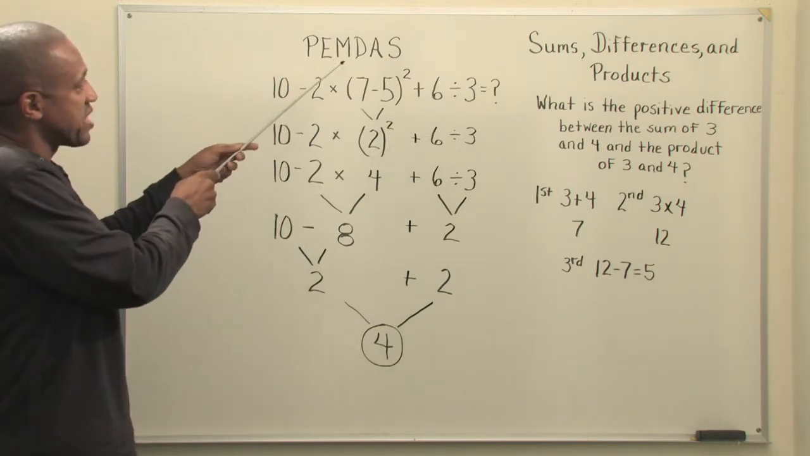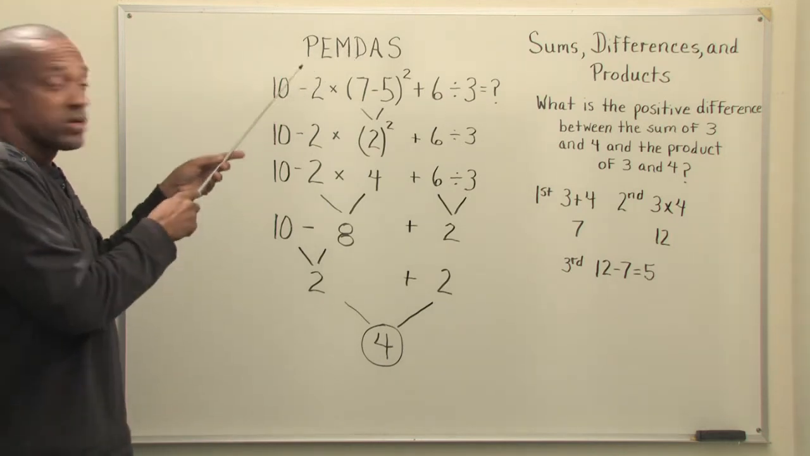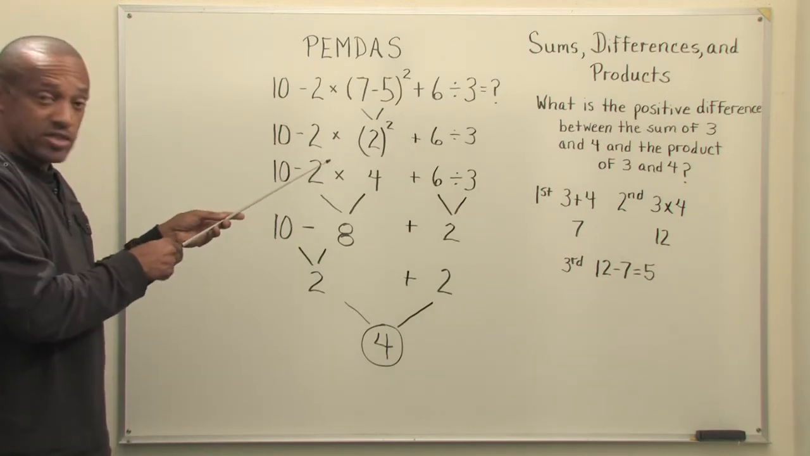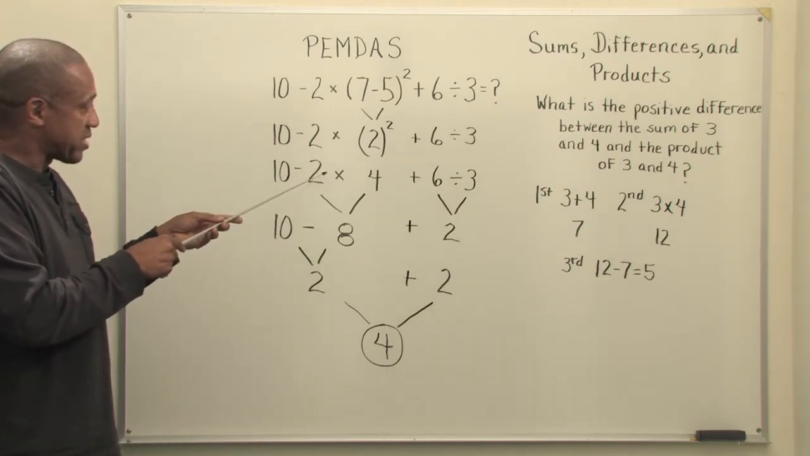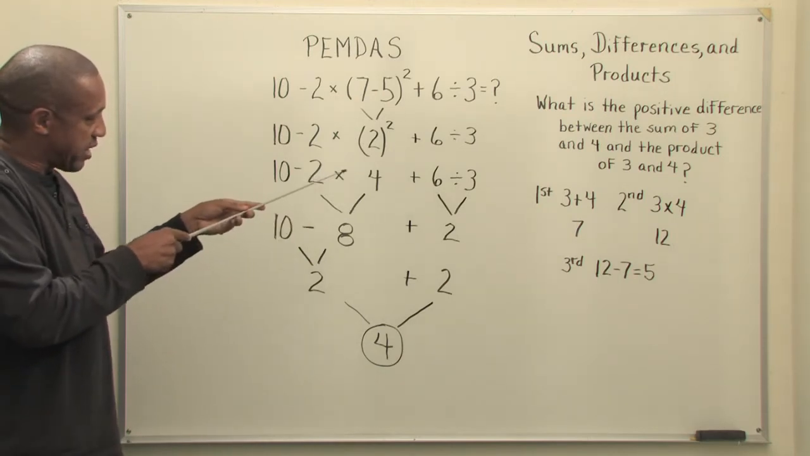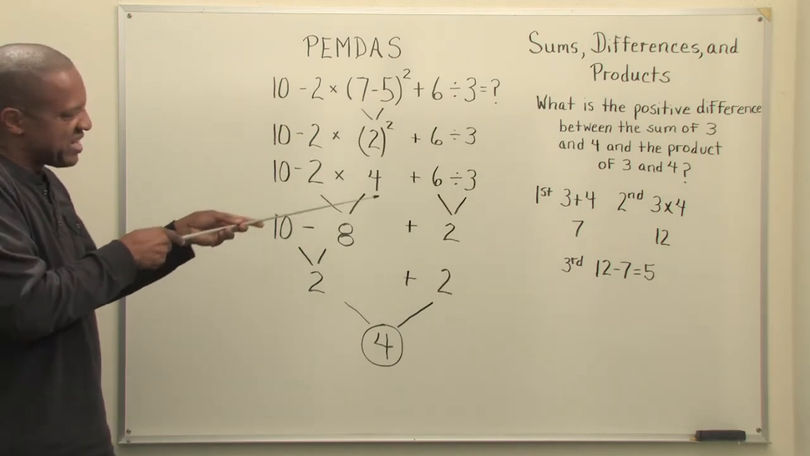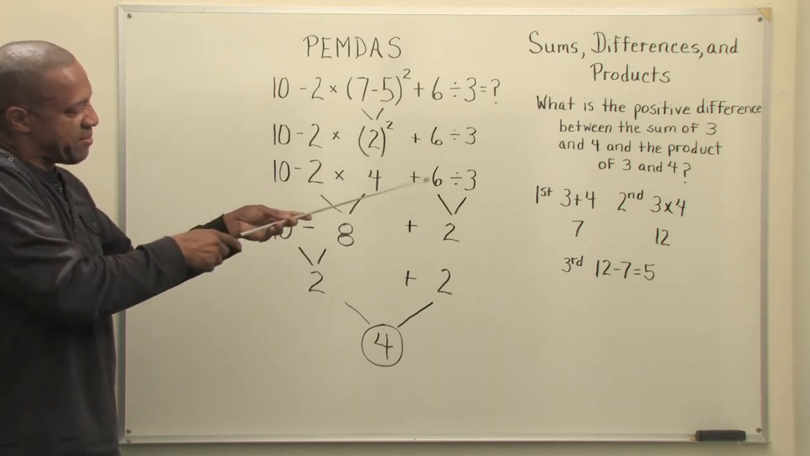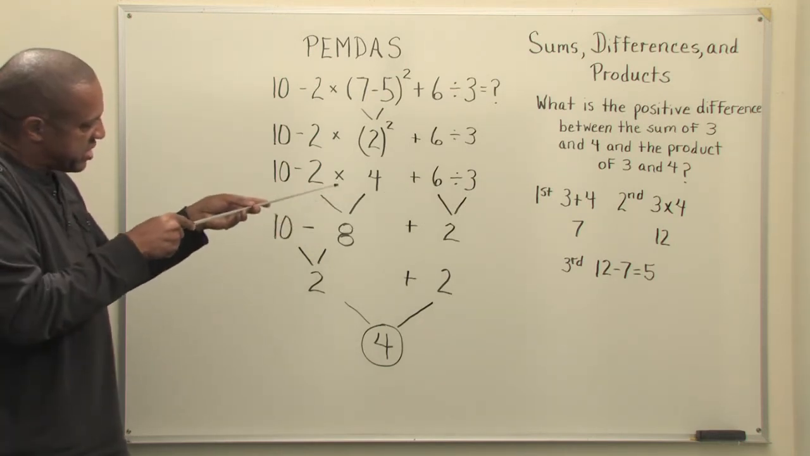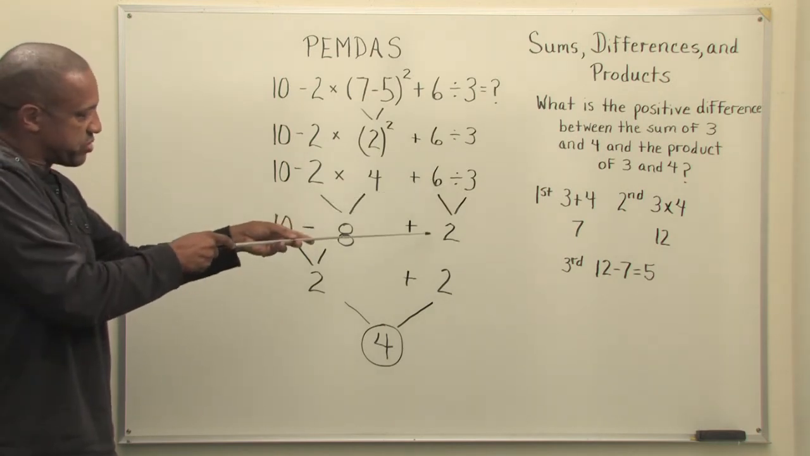With PEMDAS, it says to do multiplication and division next, left to right. Okay. The next thing we do is multiplication, because this is to the left of division. 2 times 4 gives you 8. Bring down the 10 and the minus sign. Sometimes I like to put 6 divided by 3 again here, but since it's left to right, I can go ahead and divide now. 6 divided by 3 equals 2.